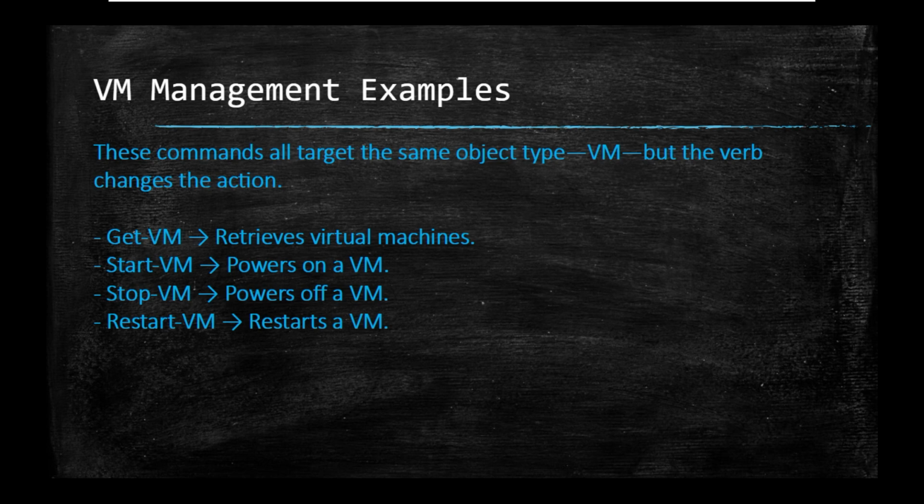So here we are talking about a VM management example. These commands all target the same object, the VM, but the verb changes the action. The command to retrieve the virtual machine is Get-VM. To power on the virtual machine, Start-VM. So you can see we are performing all the actions on one object, that is the VM, and the verb changes the action, like Set, Get, Start, Stop.